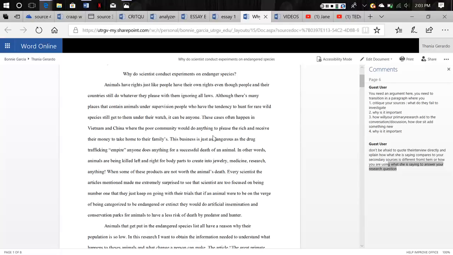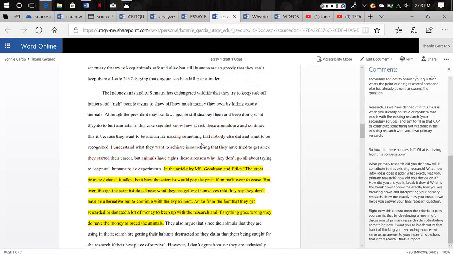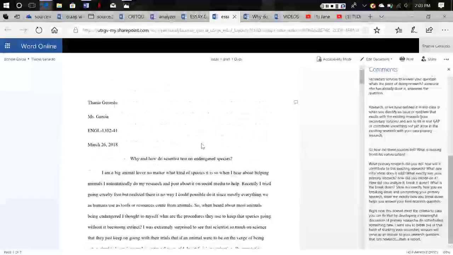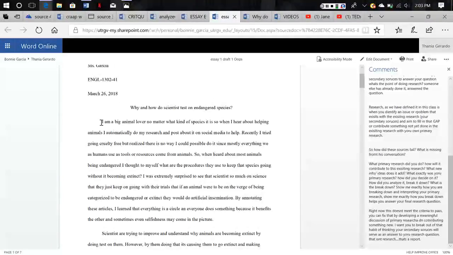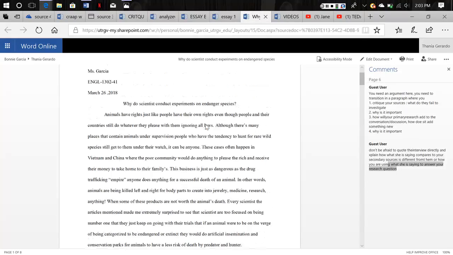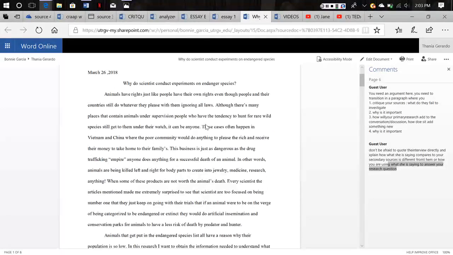So in this essay, I start off with I. So I am a big animal lover. I automatically do my research. I could possibly do it. I hear about helping animals. I. That's all I was using, and that's not what research is about. Research is about understanding your articles that made you want to do this research.